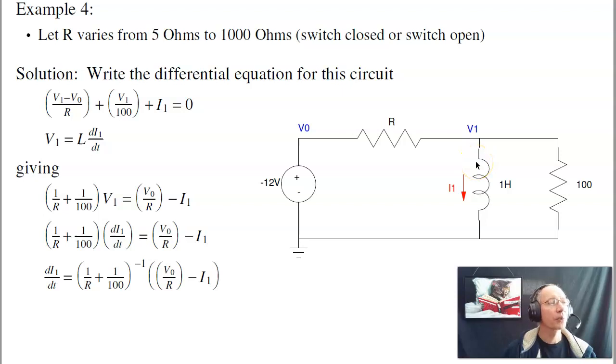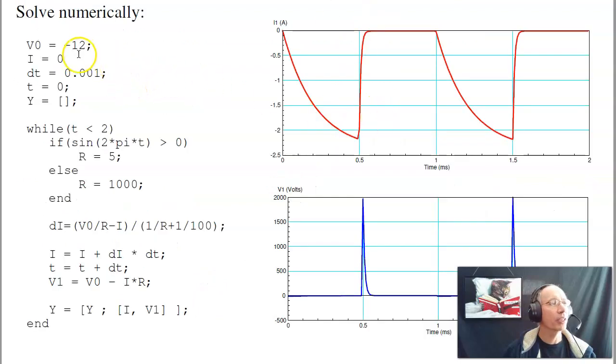The differential equation to describe that is the voltage V1 is L di/dt. Summing the currents: (V1 - V0)/R + V1/100 + I1 = 0. Substitute, and I get the differential equation for di1/dt. I can now simulate numerically. I'm going to start out with current at 0 and then switch. Every half second, the resistance switches from 5 ohms to 1,000 ohms to 5 ohms to 1,000 ohms.